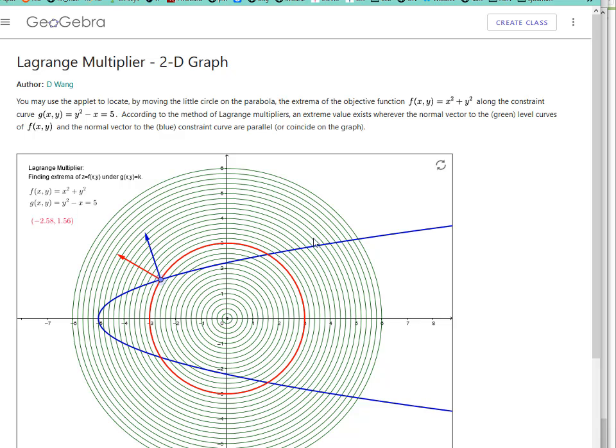But you're given this constraint, you must be on this curve here, which is y squared minus x is 5, or in other words, x is y squared minus 5. So it's a parabola like this. So where on this curve can you find the minimum points of this function?